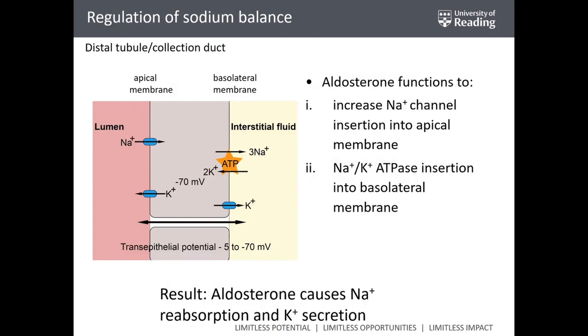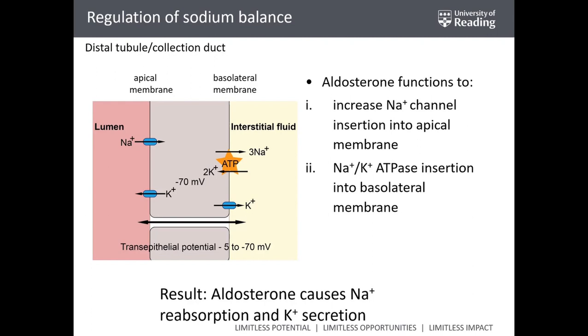How does this occur? Aldosterone functions by increasing the insertion of sodium channels onto the apical membrane. Now remember, the bilayer of phospholipid is absolutely impermeable to sodium. So you need to put channels in it. The higher the quantity of channels present in the plasma membrane permeable to a given ion, such as sodium, the higher will be the permeability of the plasma membrane to that ion.